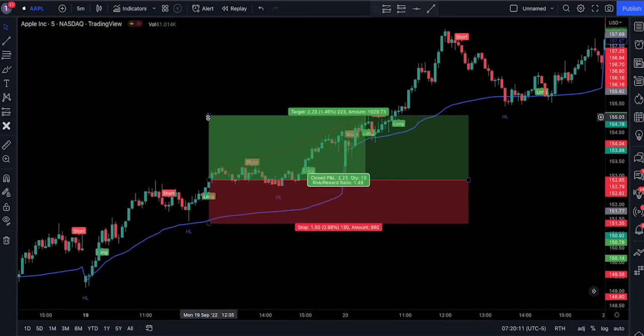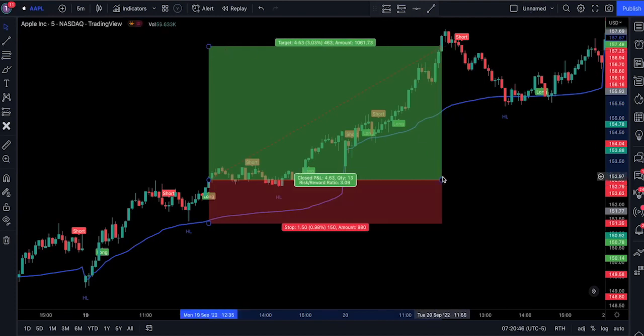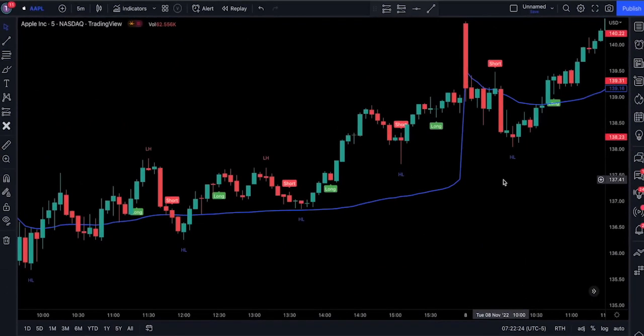By doing so, you're maximizing the profits and minimizing the risk. On this particular trade, we can see that the market completely hit our target. Here's another example for a long trade.